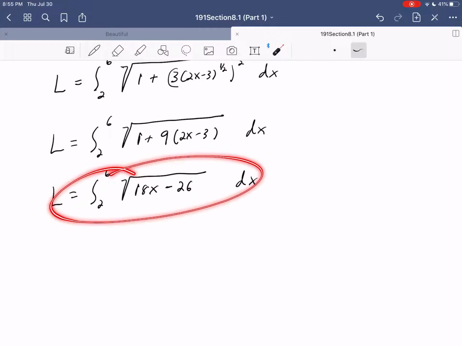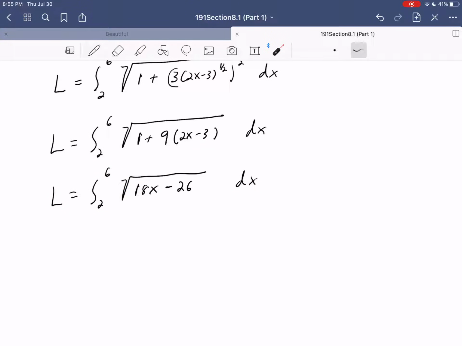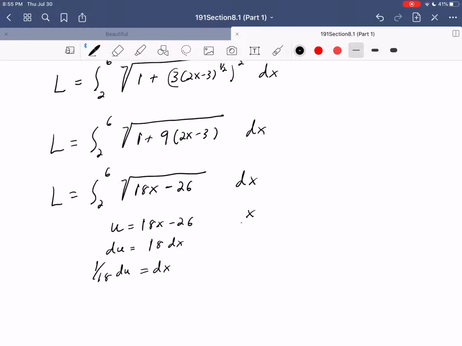How are we going to integrate this? Well, now we've got this square root here, but we don't need to use trig sub because this is just linear. So we can get away with just a normal u sub, u equals 18x minus 26. du will be 18 dx, so we'll get 1 over 18 du is dx. If we change our bounds, 6 and 2, plugging in 6 there, 18 times 6 minus 26, looks like our new upper bound is 82, and then 18 times 2 minus 26, new lower bound is 10.